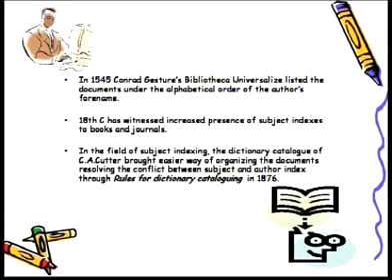The late 19th century witnessed more systematic and widespread use of subject indexing. Periodical indexes also appeared, for example, William Frederick Poole's Index. In the field of subject indexing, the dictionary catalog of C.A. Cutter brought an easier way of organizing the documents, resolving the conflict between subject and author index through rules for dictionary cataloging in 1876.